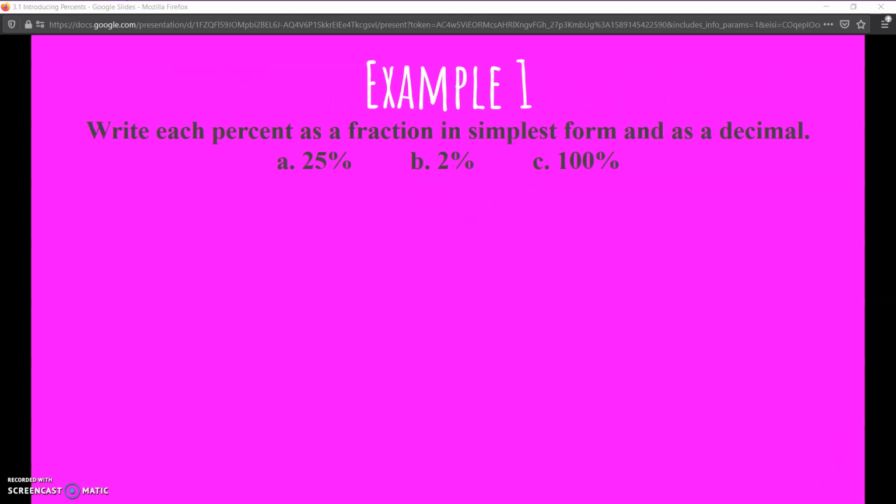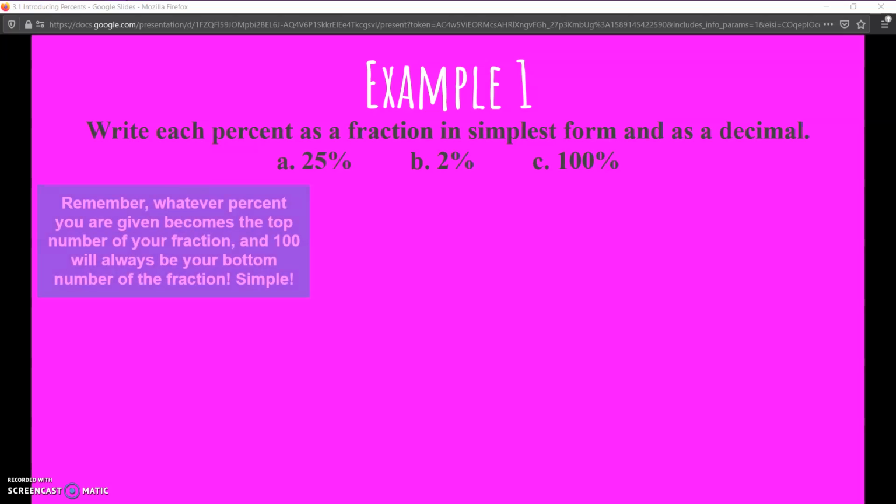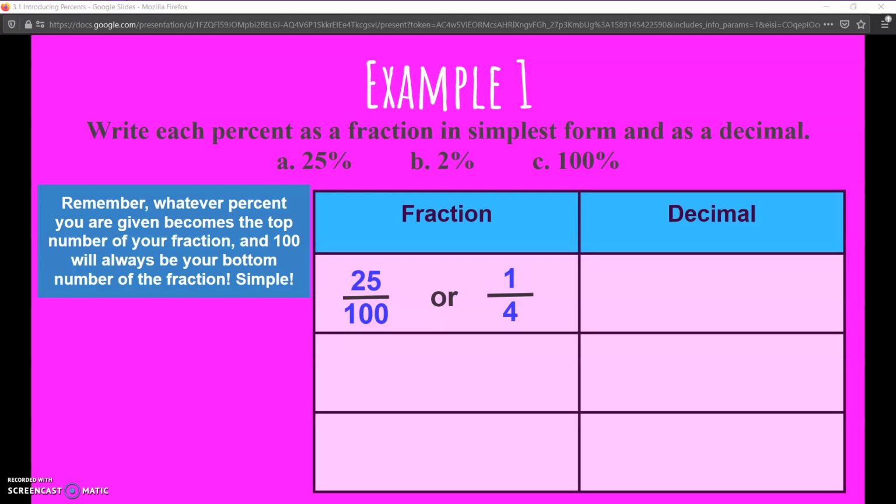We're going to start by writing each percent as a fraction in simplest form and as a decimal. So let's start with 25%. Remember that whatever percent you are given becomes the top number of your fraction. 100 will always be your denominator, your bottom number. It really is that simple. So 25%, 25, we're going to stick it over 100, and then when we simplify it, it becomes 1/4.